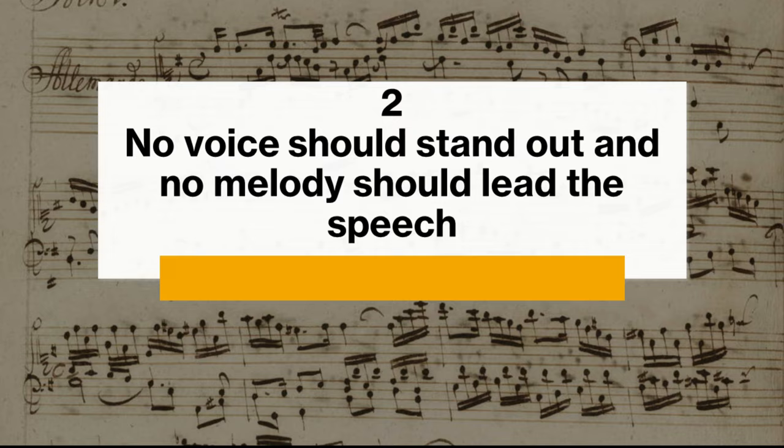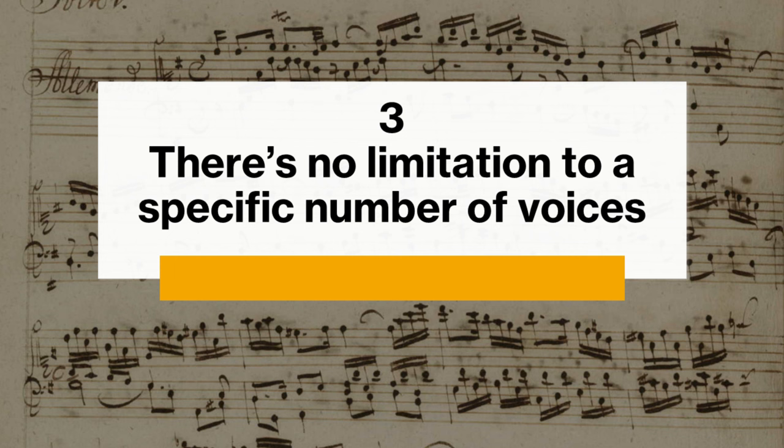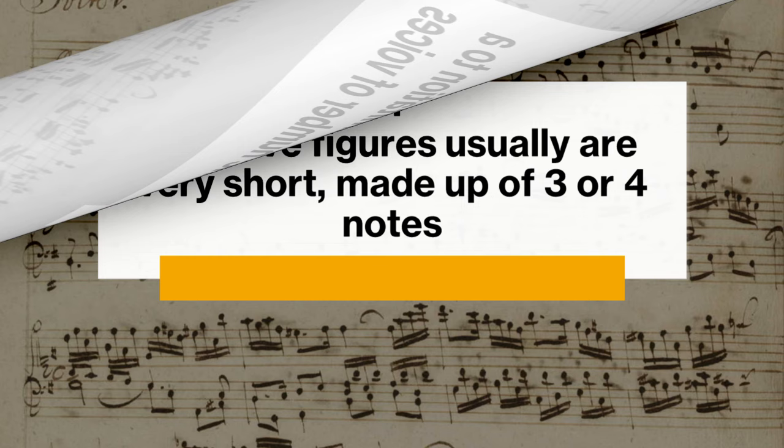3. There's no limitation to a specific number of voices. This means that even if a three-voice structure should prevail, we can freely pass from a 2, 3, 4 or more voice texture to another. Also, a one-part texture is possible if we imagine arpeggios from the top to the bottom or from the bottom to the top. 4. Imitative figures usually are very short, made up of 3 or 4 notes.